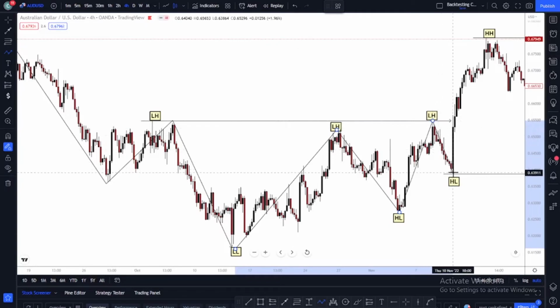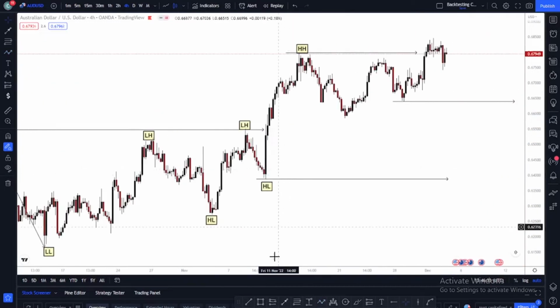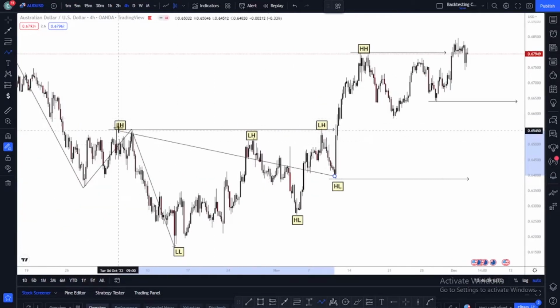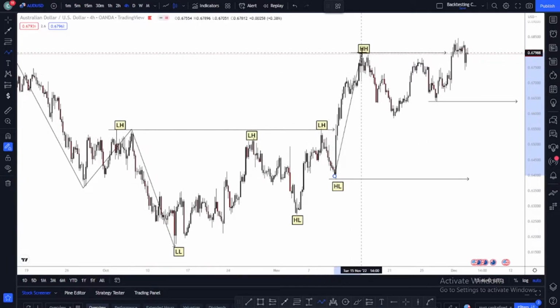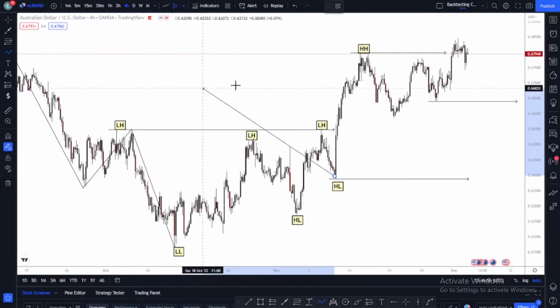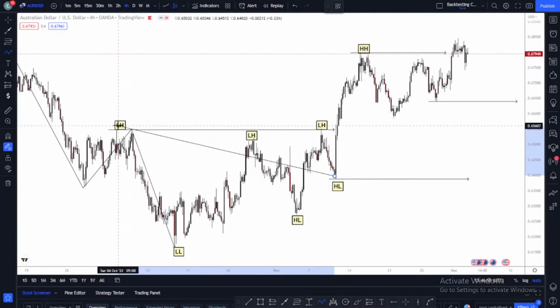It created a new higher low. So after it created a new higher low, what did it do? It goes back up, closes above our lower high, and creates a higher high. Do you get me? So at this point, we can say price has broken structure. And since price has broken structure, it means the trend of the market is changing. Why? Because price broke its last lower high. Do you get me? Good.